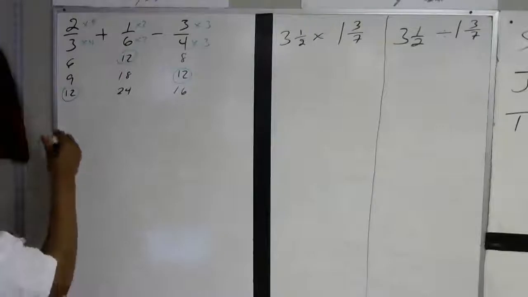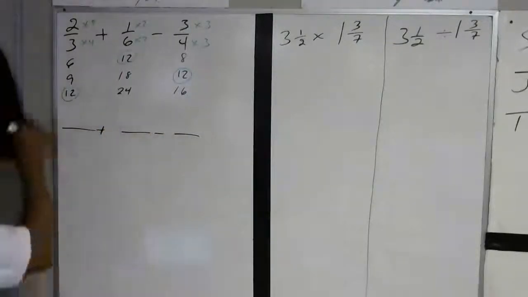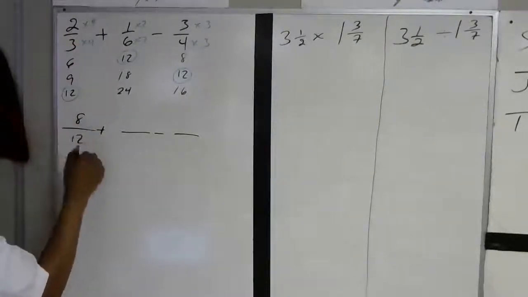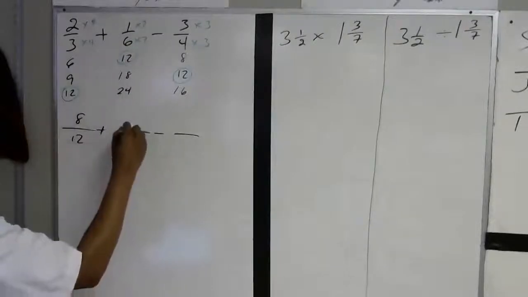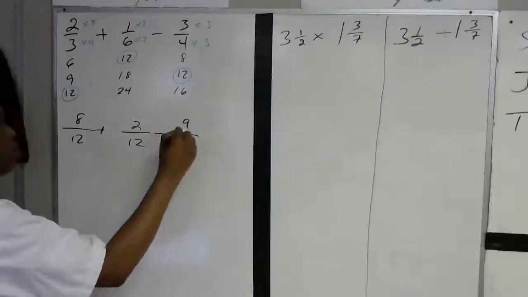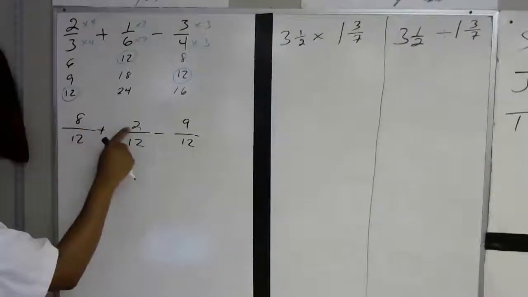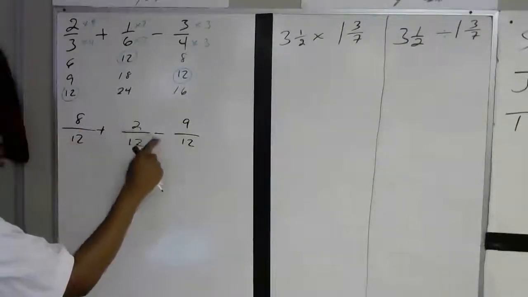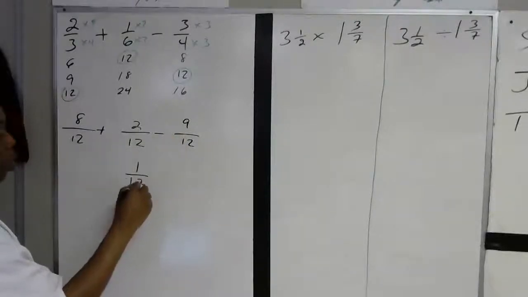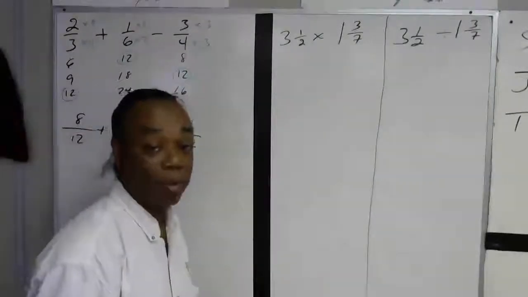Okay, now let's write our new numbers here. So what we have is 2 times 4, 3 times 4, which is 8 and 12. Here we have 1 times 2 and 6 times 2, which is 2 and 12. And here we have 3 times 3 and 4 times 3, which is 9 and 12. Okay, so 8 added to 2 makes 10, and 10 take away 9 is going to be 1. It gives me 1 over 12. That's it.